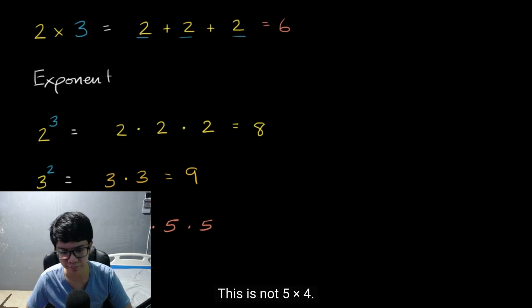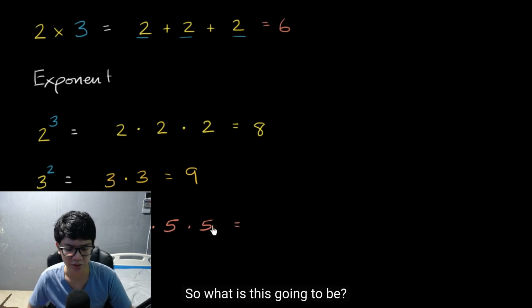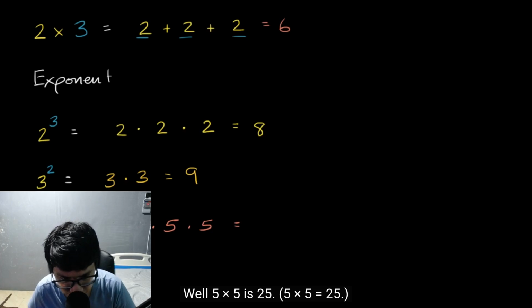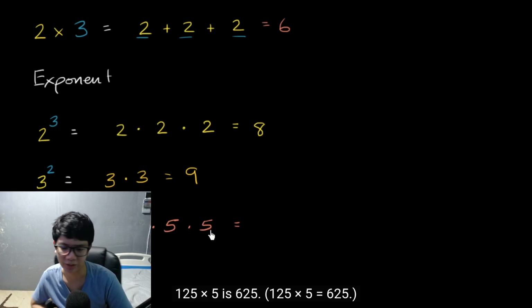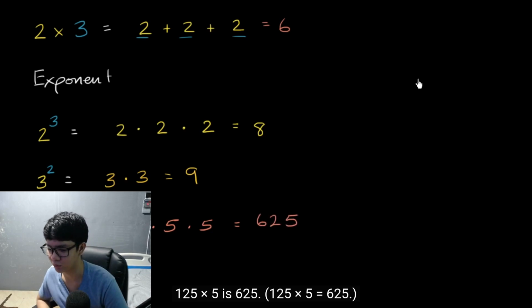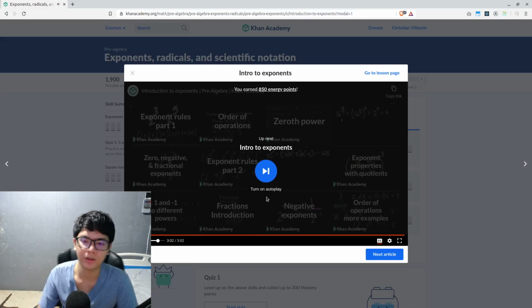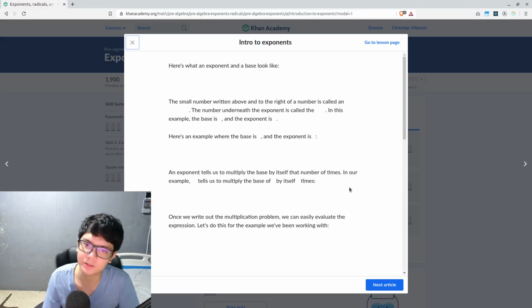We are not adding. This is not 5 times 4. This is not 20. This is 5 times 5 times 5 times 5. So what is this going to be? Well, 5 times 5 is 25. 25 times 5 is 125. 125 times 5 is 625. Cool. That's pretty fast.